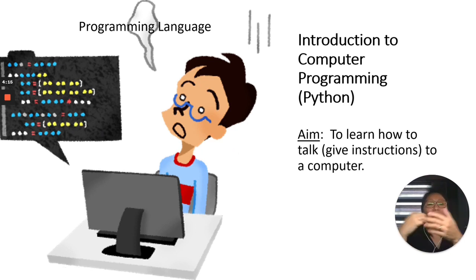Our class is on Introduction to Computer Programming. We are going to use Python as a language. Our aim is to learn how to talk to a computer, to learn how to give it instructions. Why is it difficult? Because the computer is not intelligent. The computer is so dumb and stupid.